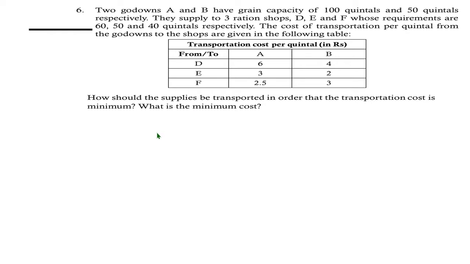So this is a linear programming problem where we have to find the objective function which is minimum, that is the minimum value of z, because the cost has to be minimized. First, it is given there are two godowns A and B. These two godowns supply to three ration shops D, E and F. First, we will consider this godown A and how this godown A supplies to the three ration shops D, E and F, and then we will come to the next godown B.